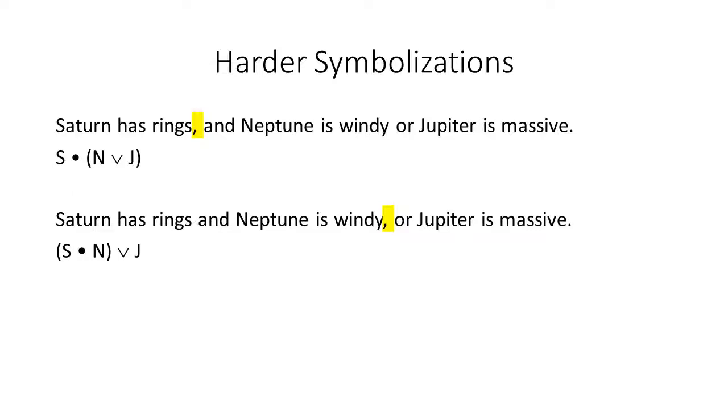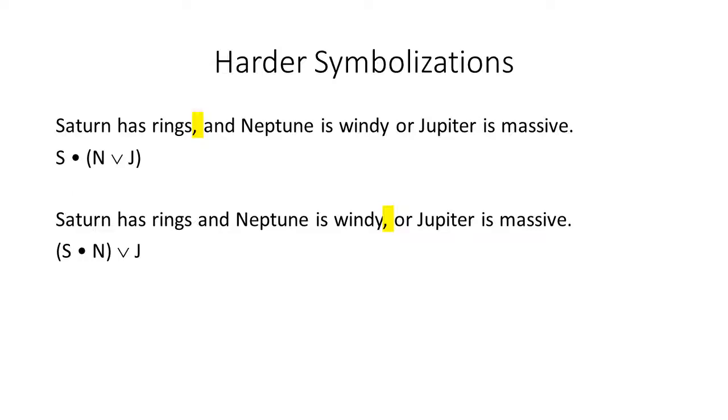I made a little bit of heavy weather about the comma. So compare these two sentences. Saturn has rings, comma, and Neptune is windy or Jupiter is massive. Versus Saturn has rings and Neptune is windy or Jupiter is massive. We've said that the commas allow us to group statements together. In this first one, I have S dot, left parenthesis N wedge J right parenthesis, and what those parentheses mean is that Neptune is windy and Jupiter is massive go together.